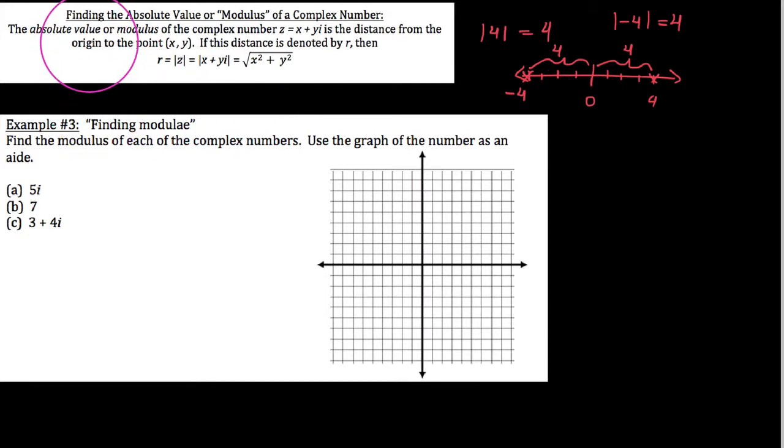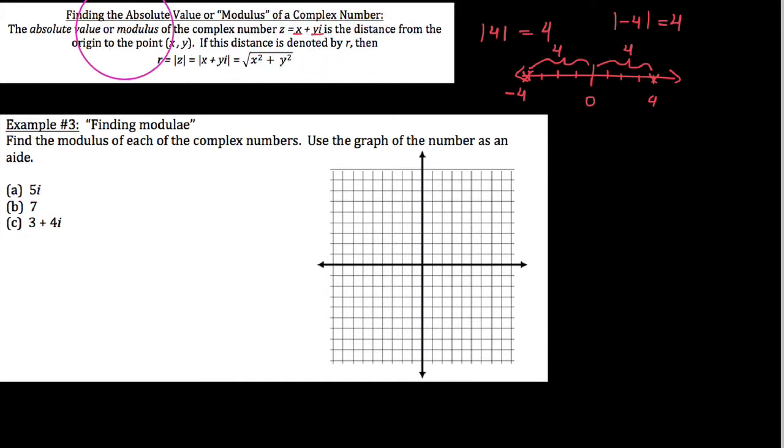We are going to say that the absolute value, or modulus, of a complex number, which we call z, in standard form is some x plus yi. So z is this x plus yi, with some real part plus some imaginary part.